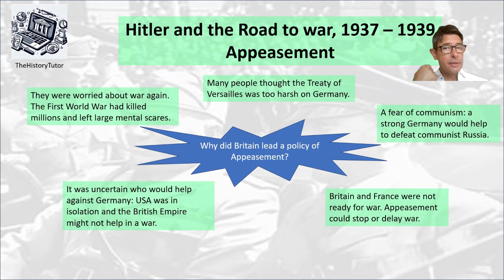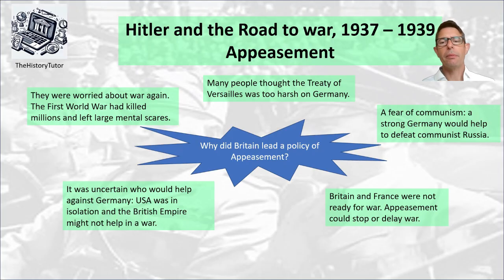Okay, so what about appeasement then? So what are the major causes of appeasement? So here are some of them. Firstly, Britain, obviously it's their policy, were worried about war again. Obviously many people had died during the First World War, and elections in the 1930s and polls of the people suggested they didn't want war again.